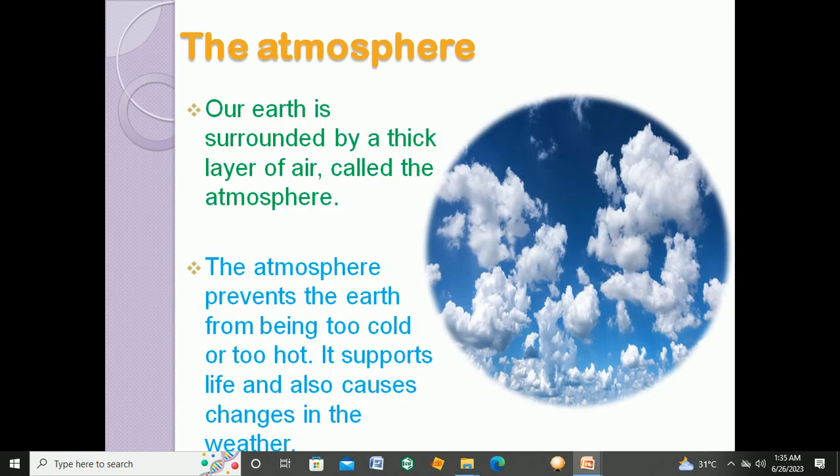Now we will proceed to the definition of the atmosphere. Our Earth is surrounded by a thick layer of air called the atmosphere. The atmosphere prevents the Earth from being too cold or too hot. It supports life and also causes changes in the weather. This is a beautiful picture of the atmosphere, or the air, basically. The function of the atmosphere is to prevent the Earth from becoming too cold or too hot.